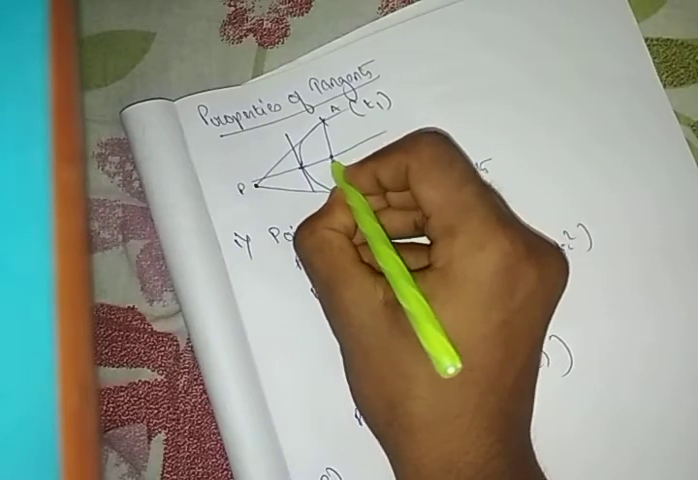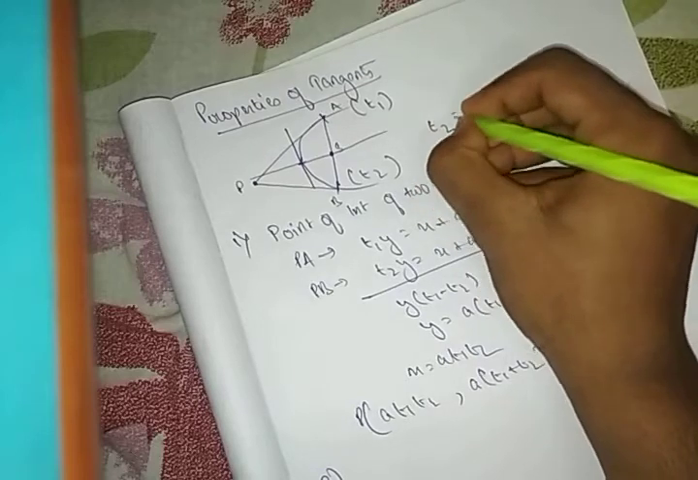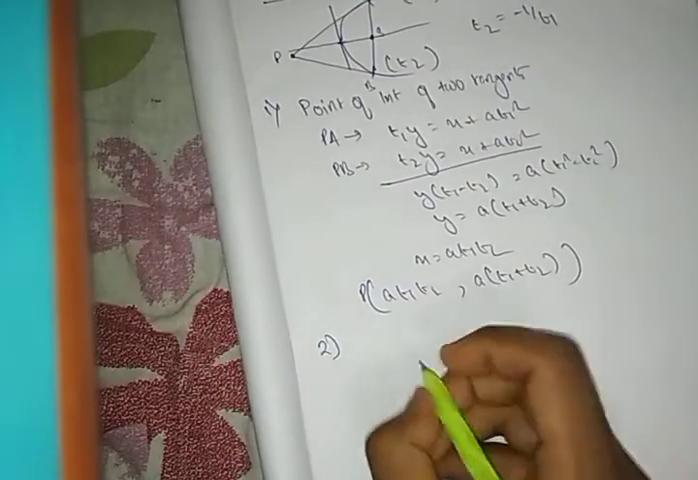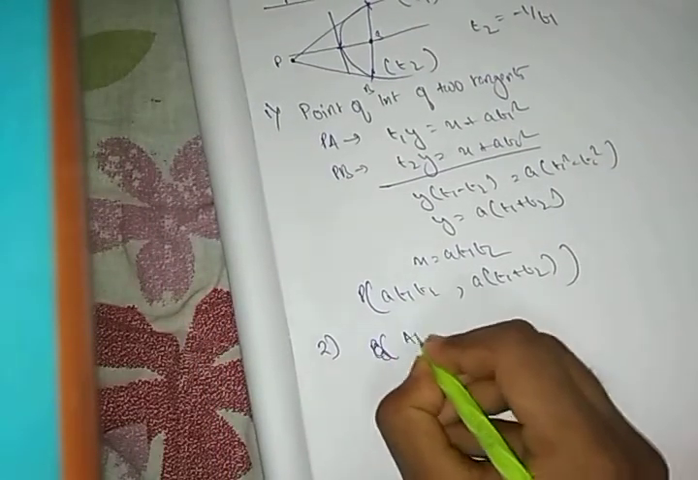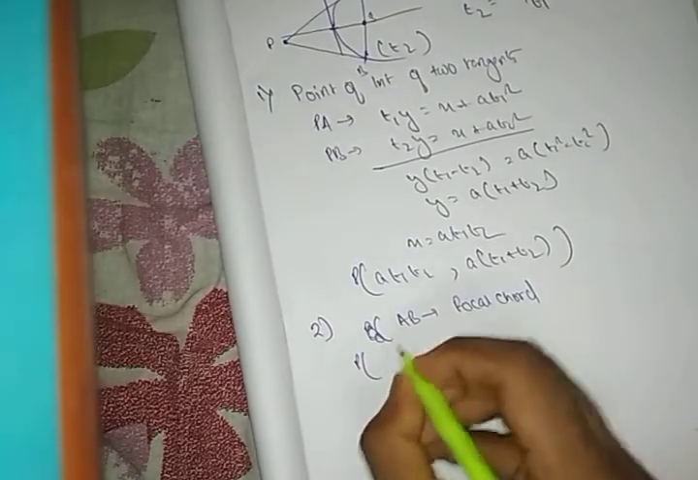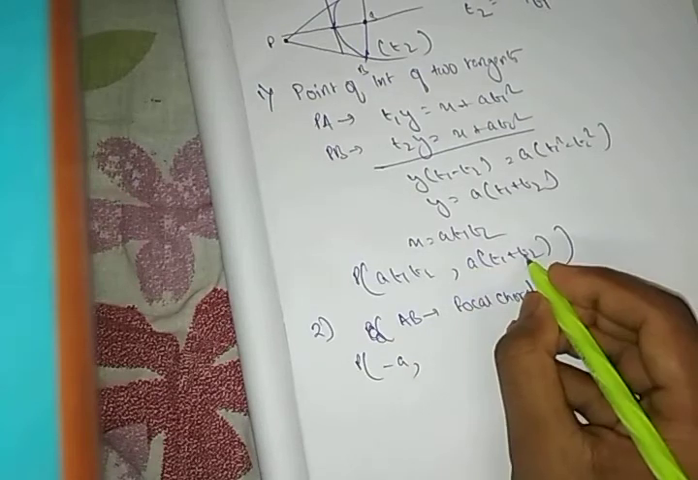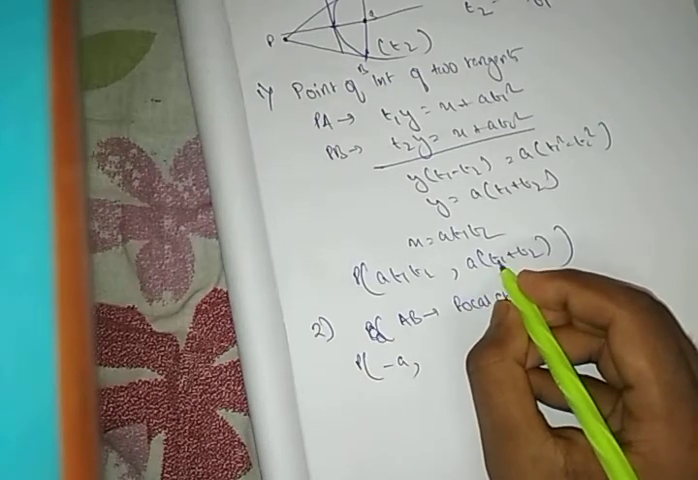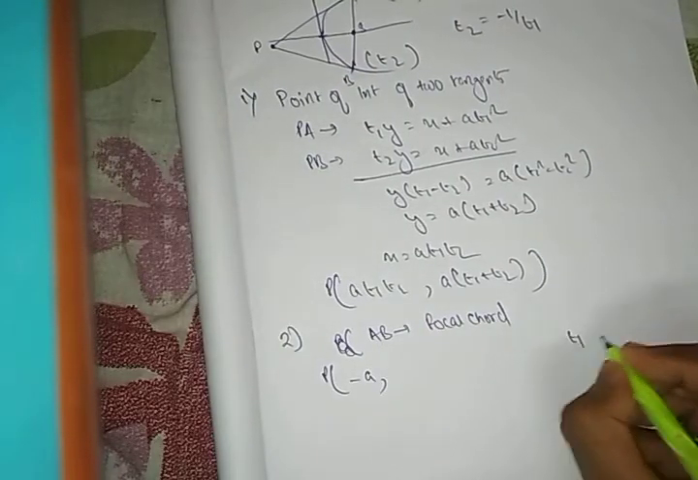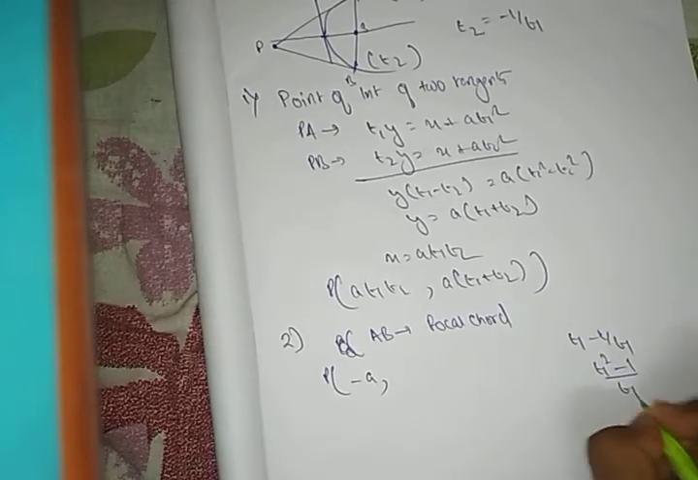Now see, what if this chord AB passed through the focus, that is, if it were a focal chord? Then t2 must become minus 1 by t1. So here just put it in. Suppose AB is a focal chord. Then the point P becomes a times t1 times (minus 1 by t1), so it is minus a, and the y coordinate is a times (t1 plus t2). Just solve it in rough: t2 is minus 1 by t1, so it is a(t1 minus 1 by t1).